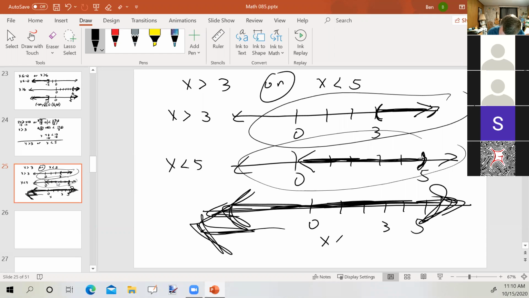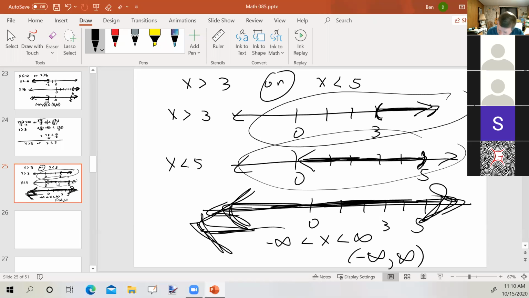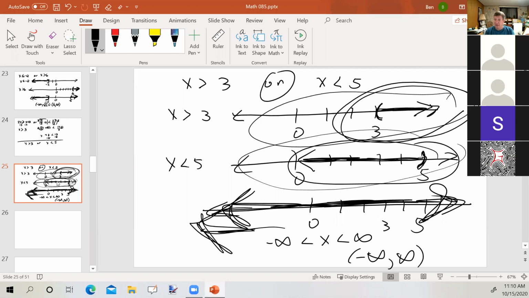X is, in interval notation, basically all real numbers. It's that marriage made in heaven. Between the two of them, they had it all. Do you see it? It's complicated, but yeah, I do. This has everything above 3. This has everything below 5. So when you put them together, between them, they've got it all.